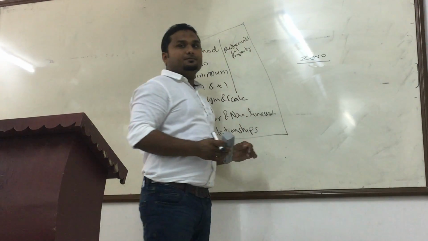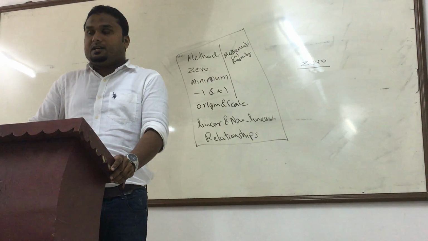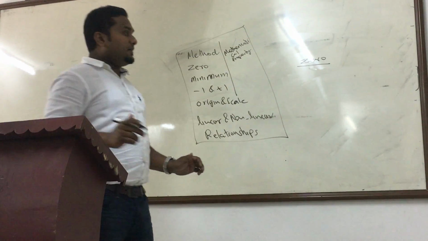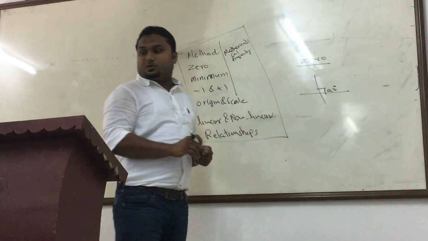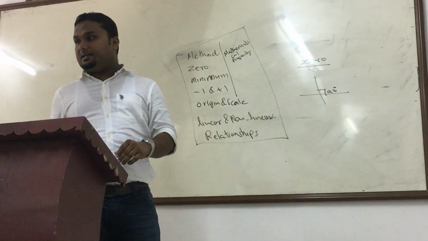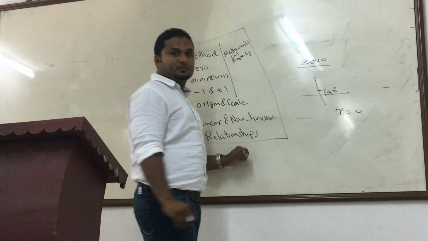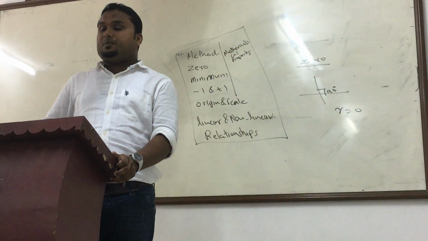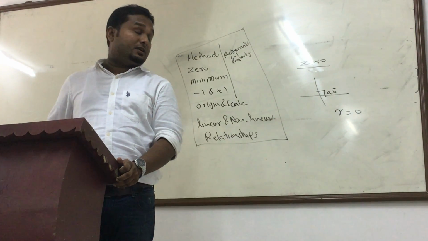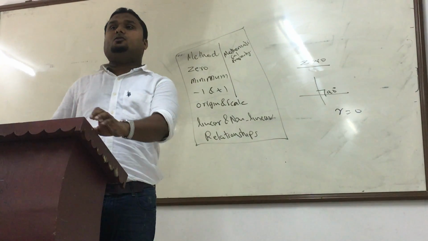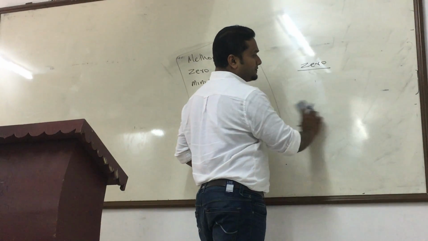If the two regression lines form perpendicular, that is 90 degrees, then R, that means the correlation coefficient, is equal to 0. If the angle between the two regression lines is 90 degrees, then the correlation coefficient is 0. Understood? Comfortable?